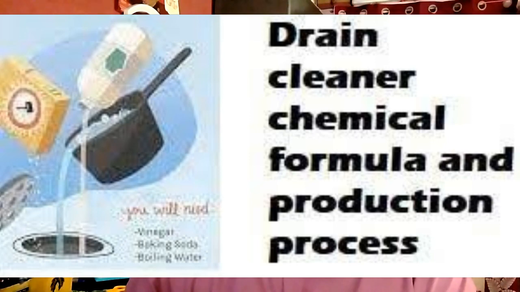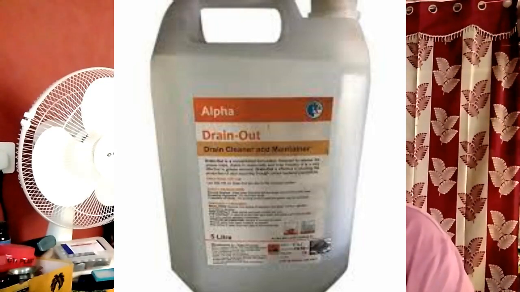Caustic drain cleaners contain sodium hydroxide, commonly known as lye or caustic soda. They tend to come in a solid form. Caustic drain cleaners begin to work when aluminum reacts with sodium hydroxide and water to produce hydrogen gas.